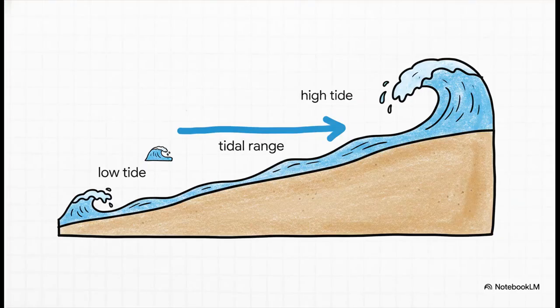Think about it this way. The tide, that daily rise and fall of the sea level, it basically decides how big the workspace is for the waves. If you have a really big tidal range, you're giving the waves a huge canvas to work on, letting them move sediment over a much, much wider area of the beach.